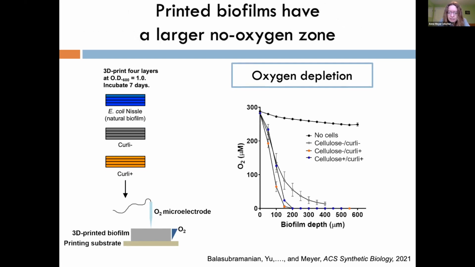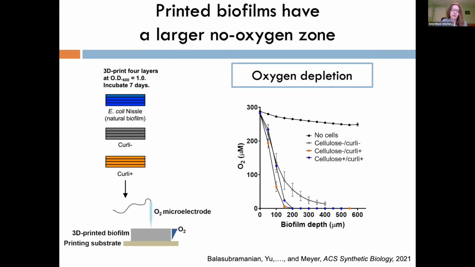Right. So what we're looking at here is, in black, if you just have some alginate matrix, there's good oxygen diffusion in the whole structure. In blue is Nissel, a wild type biofilm forming strain of E. coli, and you can see that as you go deeper and deeper, the oxygen drops off really fast. In gray, our lab strain of E. coli that doesn't make these biofilm components, the oxygen drops off much more slowly. But in orange is our engineered bacteria that makes the curly fibers, and that has the steepest drop off of all the different strains we tested.